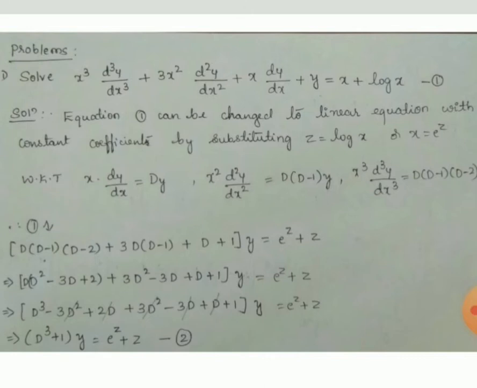Now further simplify the LHS. First, D I will write as it is. Now first multiply (D−1)(D−2). That gives D² − 3D + 2, plus in the next term we obtain 3D² − 3D + D + 1, into y, is equal to e^z + z. Next, multiply again all the terms. We obtain D³ − 3D² + 2D + 3D² − 3D + D + 1. Here −3D and +3D get cancelled, −3D² and +3D² get cancelled. So we are left with (D³ + 1) y is equal to e^z + z.